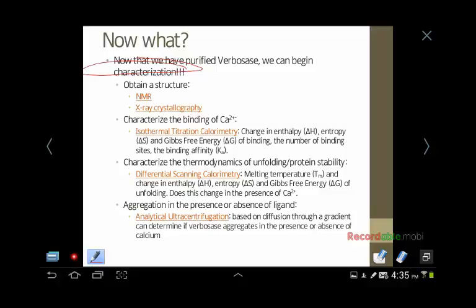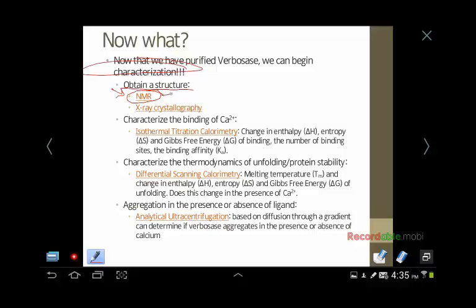So there's lots of things you can do with proteins. We can obtain a structure. What is the tertiary and secondary structure of verbosase? Because we know structure is function. Well, there's 2 ways you can do that. You can figure out the structure in solution, or in a buffer using NMR. Again, follow this link if you want to find out more about how NMR, or nuclear magnetic resonance spectroscopy, is used to determine a structure.